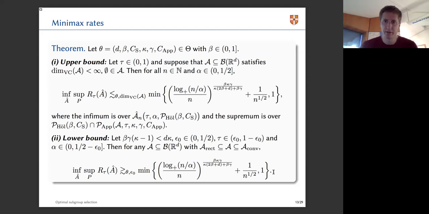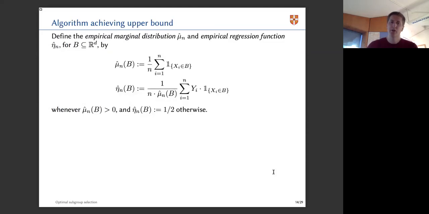which is rather satisfying. So let me talk a little bit about the algorithm that we use to achieve the upper bound. I'll need to talk about the empirical marginal distribution and the empirical regression function. The empirical marginal distribution on a subset B of R^d is just the number of data points, the number of feature vectors, that lie in B. And the empirical regression function, eta hat n of B, is just like a Nadaraya-Watson estimator of the regression function. It's just a local constant estimator.